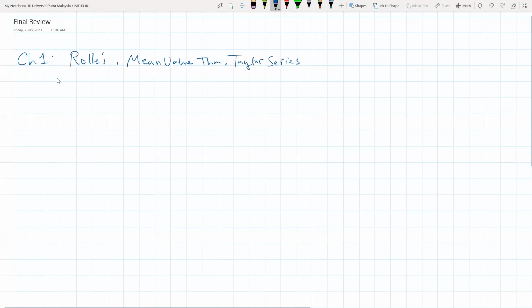And in this chapter 1 kita ada apa? Kita ada uniformly continuous and so on. And then in chapter 2 kita masuk kepada multivariable function.